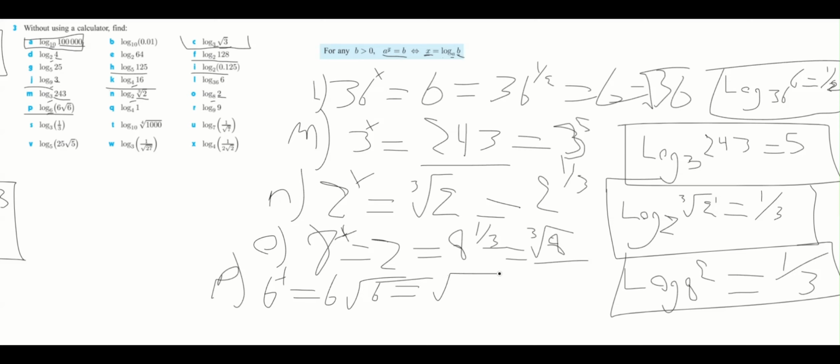6 root 6 equals, what is it equal? It's just a normal root, so it'd be 6 times 6 times 6. So that's to the power of 3, essentially. So that means it's 6 to the power of 3 over 2, because it's 6 to the power of 3 under square root. So it'd be log base 6 of 6 root 6 equals 3 over 2. I can't see.